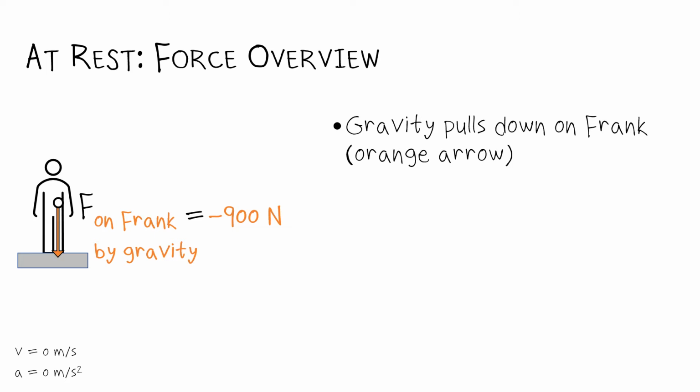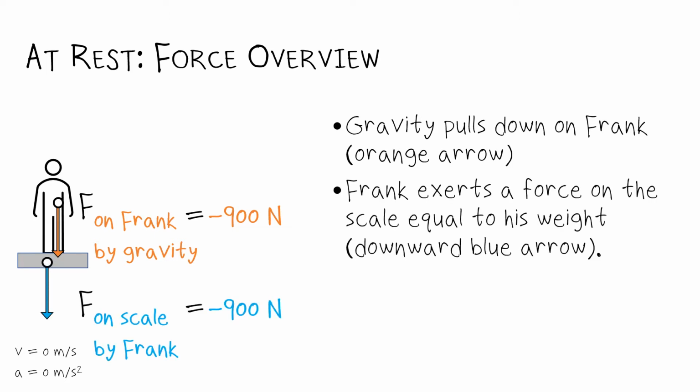And we have the 900 newtons in there for the magnitude, and the negative sign in for the direction, because force is a vector and should have a magnitude and a direction. So gravity, aka the force on Frank by gravity, aka his weight, is pulling down on Frank, represented by an orange arrow. Now, Frank is pushing down on the scale due to his weight. So there's a force on the scale by Frank, which is equal in magnitude to the force that Frank pushes down on the scale with due to his weight. So the force on the scale by Frank, the blue arrow acting down, is also negative 900 newtons.